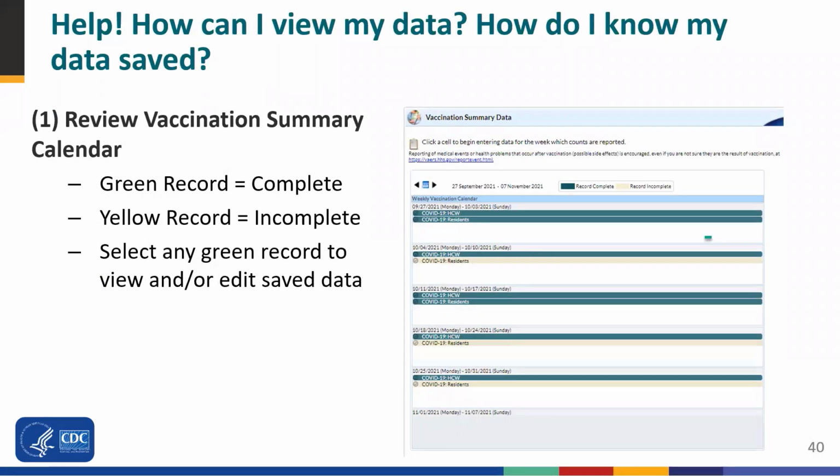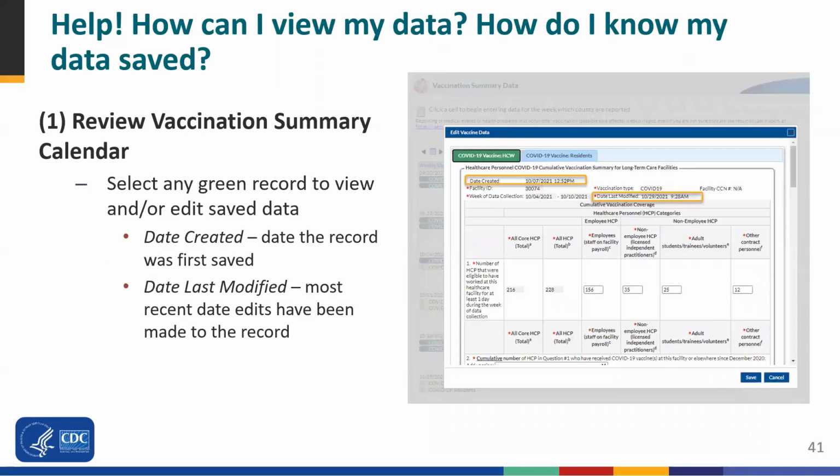It is important that facilities view their saved data. Data can be viewed by navigating to the calendar screen on the vaccination summary data page. Records that are displayed in green are complete. Records that display in yellow are not yet complete. Users can select any of the green records to view or edit saved data. Users can select yellow records to enter data for that particular reporting week.